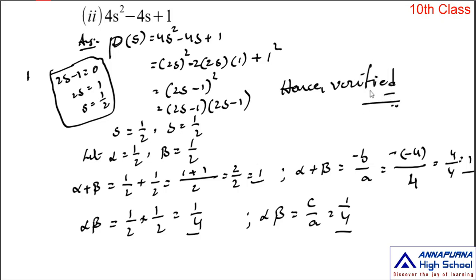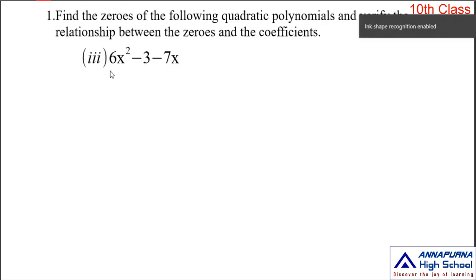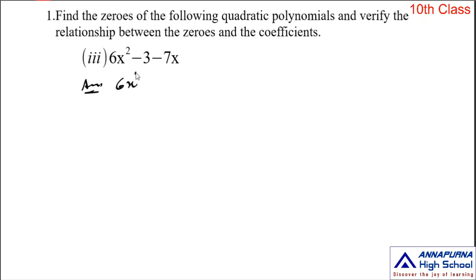So this is the second one. Let's come to the third one. Here the given polynomial is 6x square minus 3 minus 7x, which is equal to p of x. Observe the polynomial. Is it in standard form? That means in that quadratic polynomial, are all terms arranged in a proper order? No. So first we arrange that.